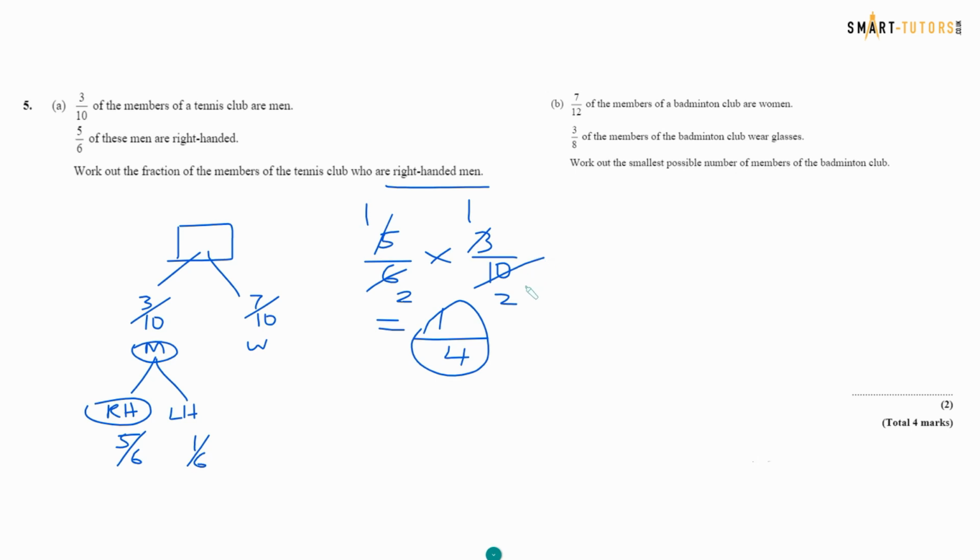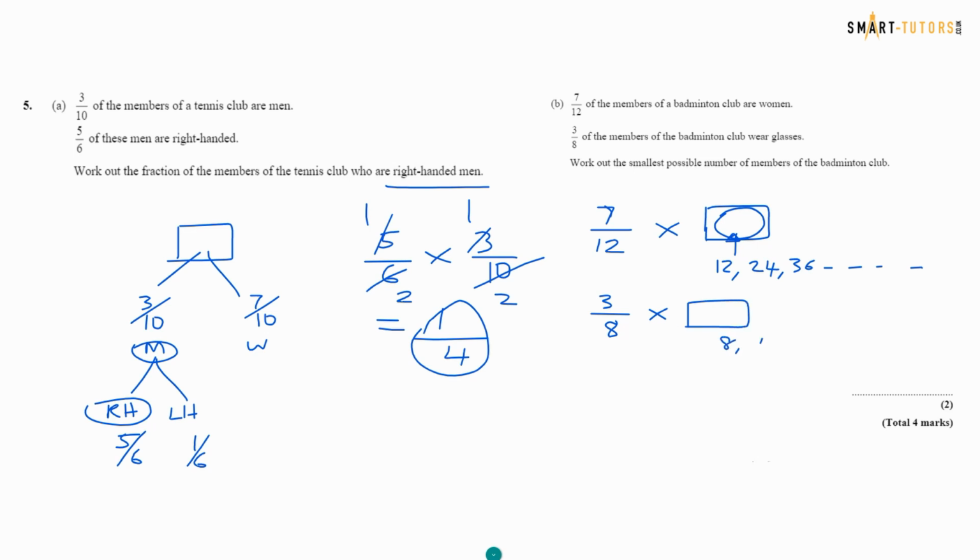Question number 5B. 7 upon 12 of the members of a badminton club are women. 3 upon 8 of the members of the badminton club wear glasses. So 7 upon 12 means the total number of badminton club people has to be divided by 12. In other words, this number has to be a multiple of 12: 12, 24, 36 and so on. And 3 upon 8 of the badminton club people means it has to be a multiple of 8 as well: 8, 16, 24.